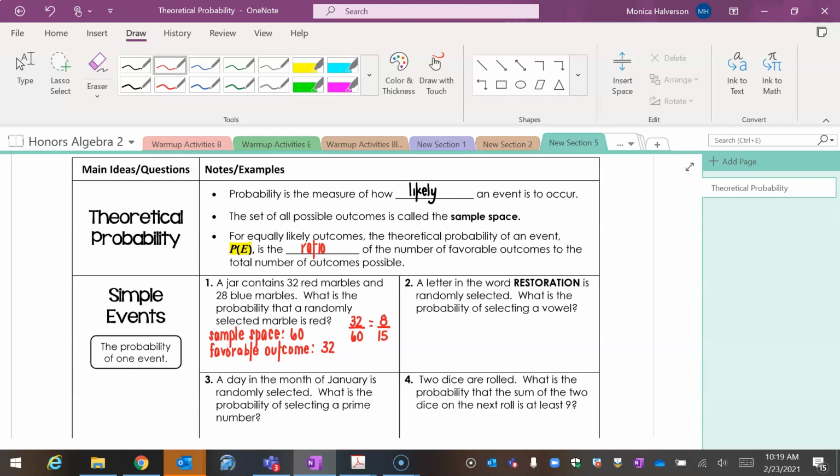All right, number 2, a letter in the word restoration is randomly selected. What is the probability of selecting a vowel? So the first thing we have to determine is our sample space. How many total letters are in the word restoration? Well, there's 11. Now, our favorable outcome is a vowel. So how many different vowels are there? Well, there's 5 total. So our probability is going to be 5/11.